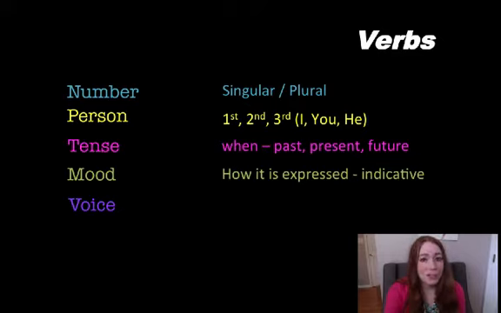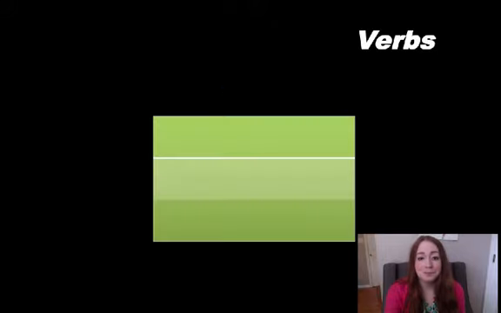Mood tells us how the verb is being expressed. For right now, we just need to know that when we conjugate a verb, it's going to be in the indicative, which means it's either expressing a statement or a question. We'll get to other moods later. And voice represents whether a subject is active or passive. For right now, everything is active because it means that the subject is doing the action.